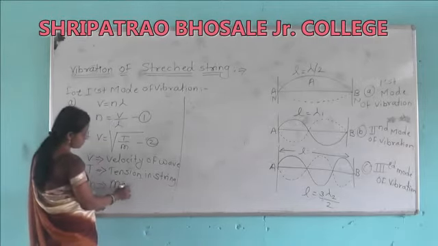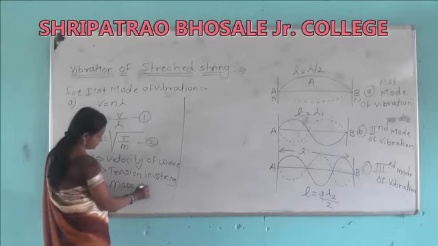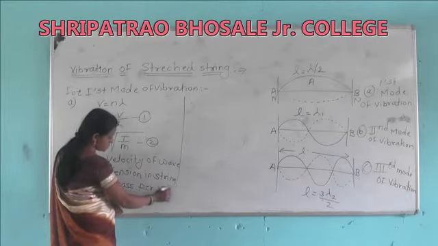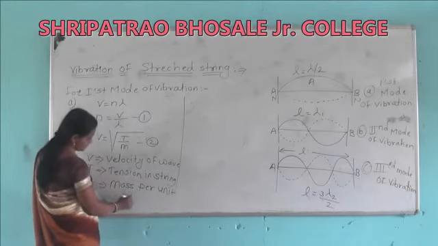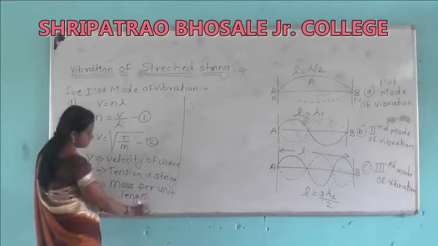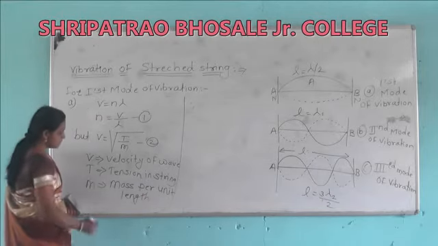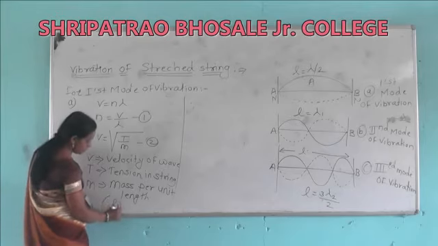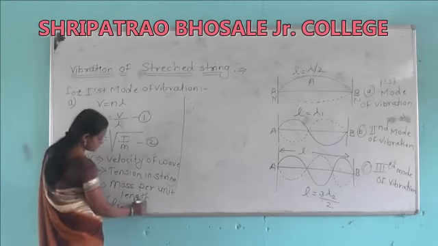M is mass per unit length of the string, that is linear density. We can call this linear density.